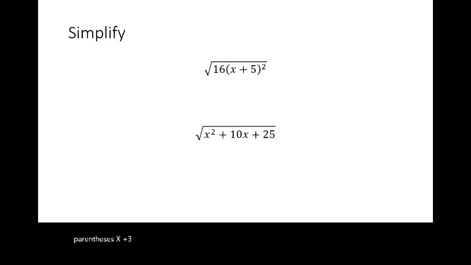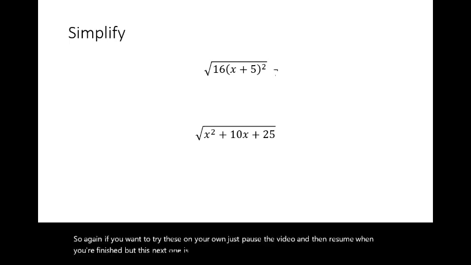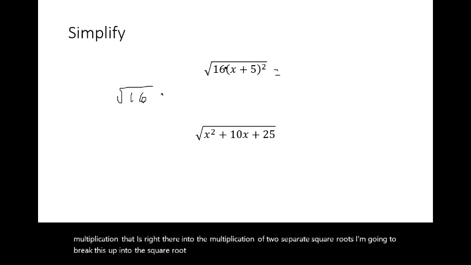So again, if you want to try these on your own, just pause the video and then resume when you're finished. But this next one is going to be very similar. We're going to break up the hidden multiplication that is right there into the multiplication of two separate square roots. So I'm going to break this up into the square root of 16 times the square root of parentheses x plus 5 squared.